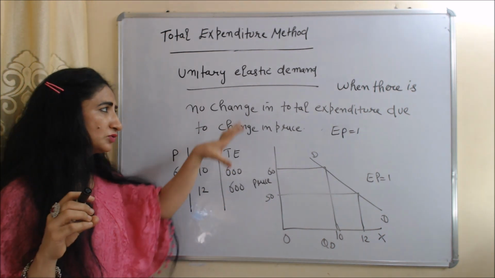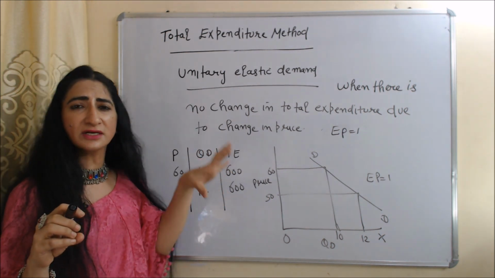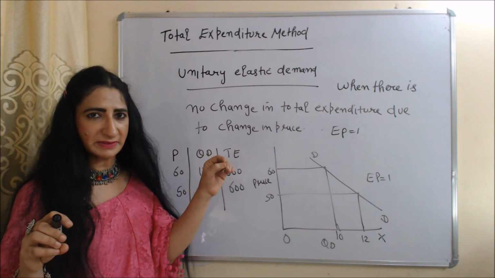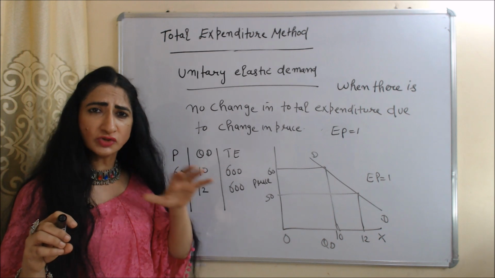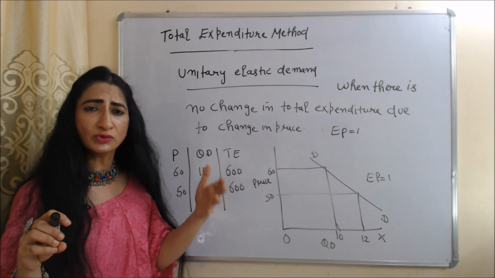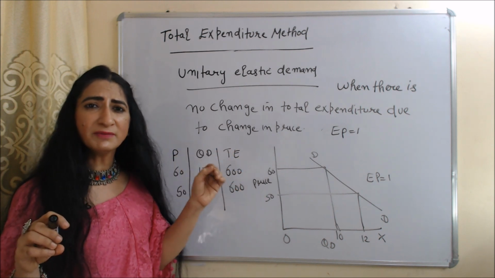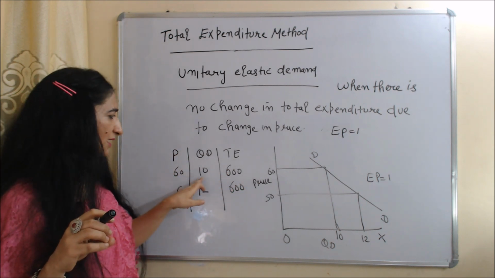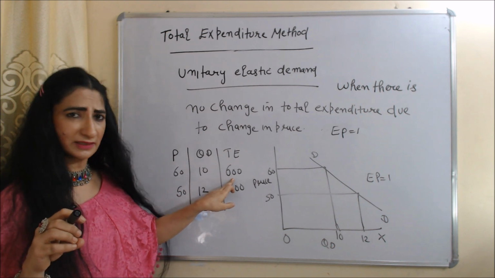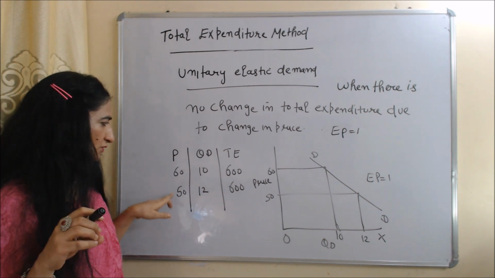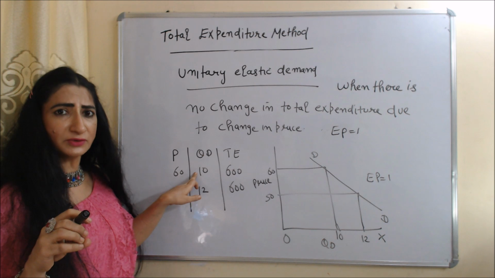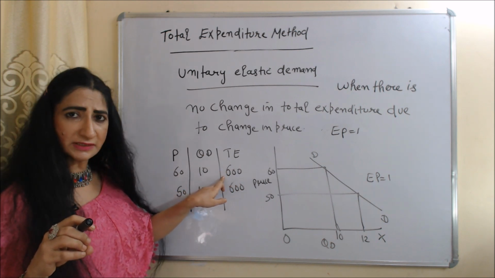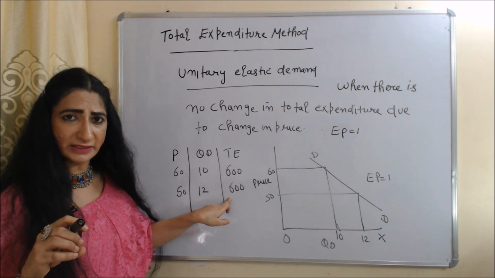When there is no change in total expenditure due to change in price, it will be called unitary elastic demand. Here you can see, when price 60, demand is 10, total expenditure is 600. As price reduced from 60 to 50, demand increased from 10 to 12, but our total expenditure is same. Earlier it was 600, but now it is also 600.